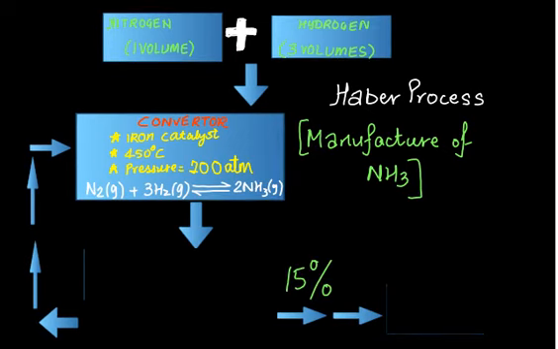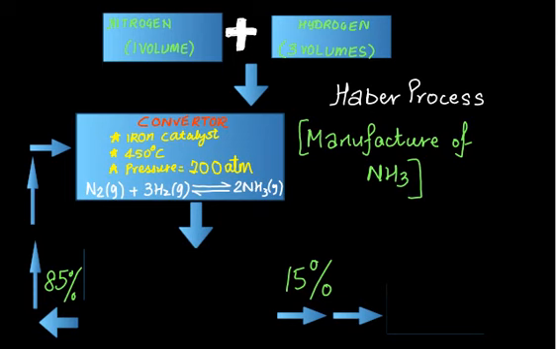Okay, that's only 15%. So that 15%, what you can see, is the percentage that gets converted into ammonia. So obviously it means that 85% does not get converted into ammonia.